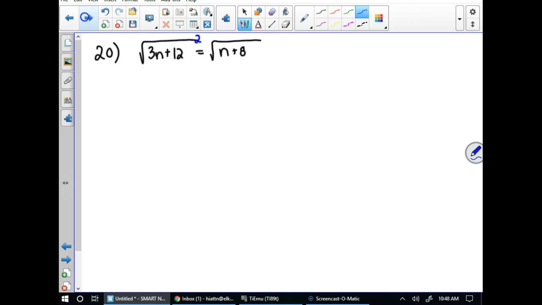So on this one, we're going to square both sides. Everything's under the square root on both sides, so it just cancels those square roots out. So now we have 3n plus 12 equals n plus 8. So from there, Adam, what would you do next?